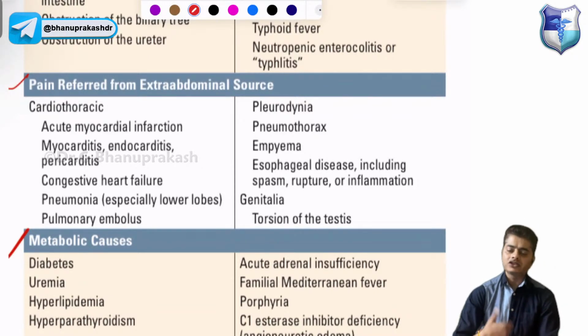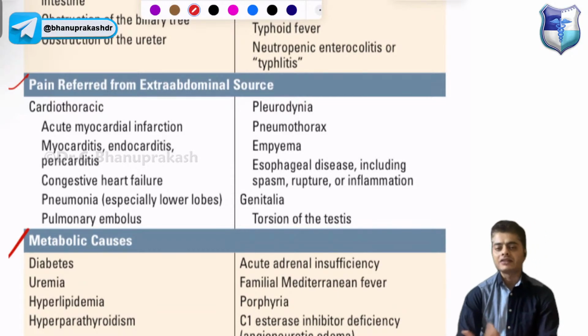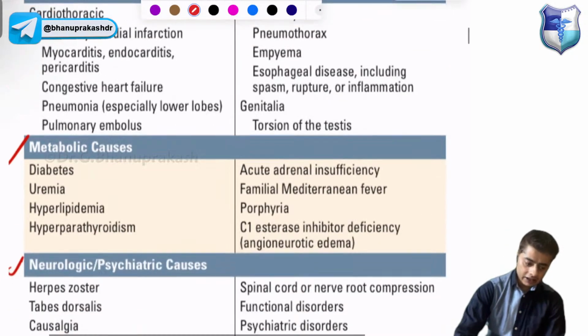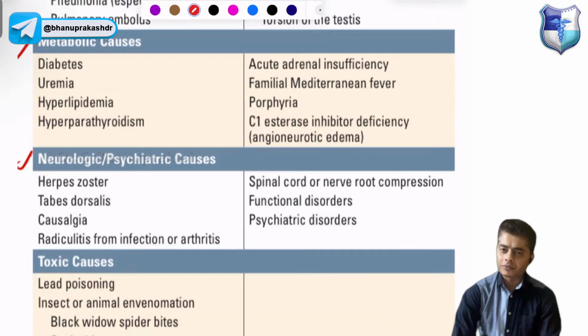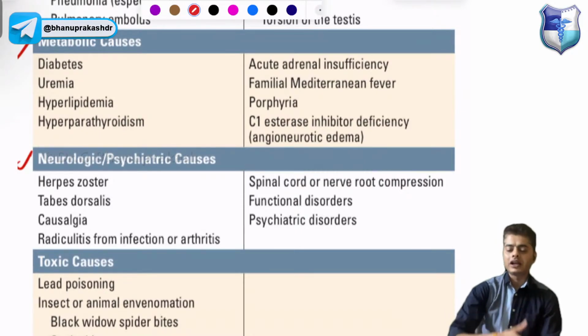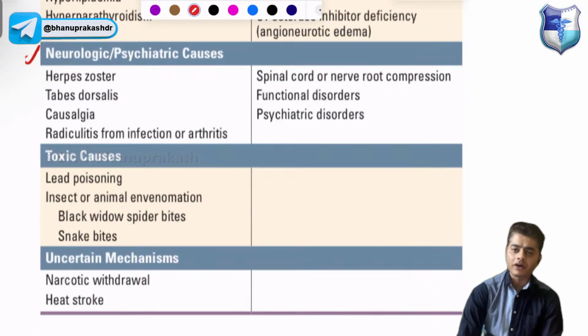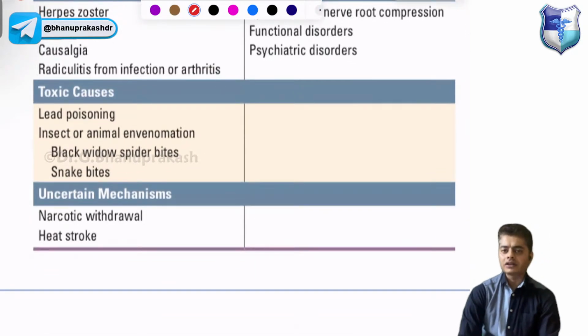In that there are mainly cardiothoracic causes, because thoracic pain is generally referred to the abdomen. So all cardiothoracic causes like MI, which I have taught in a previous lecture, where MI pain sometimes mimics epigastric pain, myocarditis, CHF, pulmonary embolism. Then come metabolic causes like diabetes, uremia, hyperlipidemia. And there are neurological causes like herpes zoster, which is generally localized to a particular dermatome, then tabes dorsalis. After that there are toxic causes like lead poisoning, snake bites, black widow spider bites. And then there are some uncertain mechanisms like narcotic withdrawal and heat stroke.